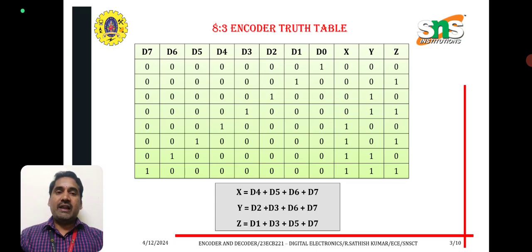Therefore, the output can be represented as X is equal to D4 plus D5 plus D6 plus D7. Y is equal to D2 plus D3 plus D6 plus D7. Z is equal to D1 plus D3 plus D5 plus D7.